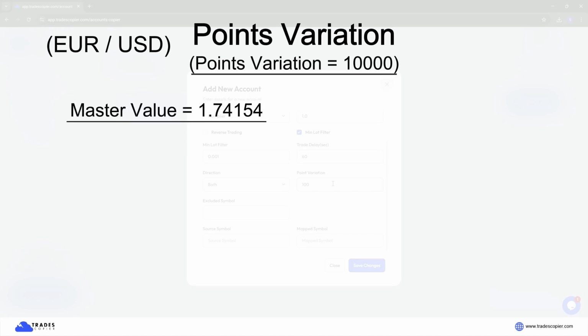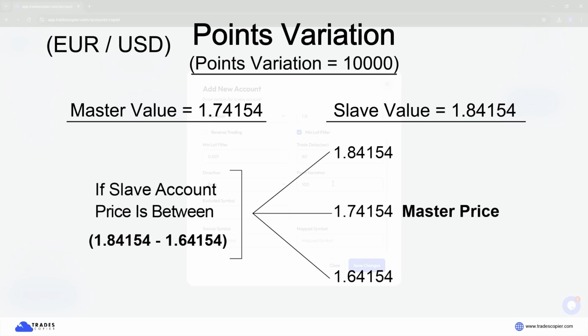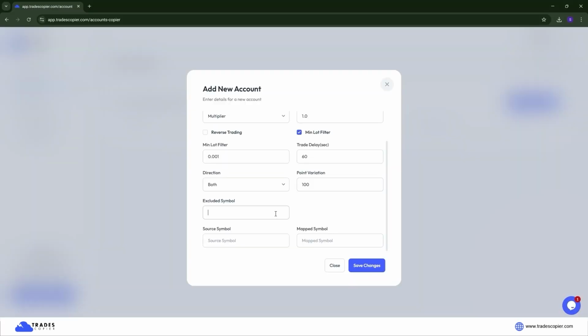Master account has a value of 1.74154, and slave has a value of 1.84154. You can see there is a price difference between the values in master and slave. In that case, if the value difference is less than the points variation value, we can copy that trade, otherwise skip that trade. Exclude symbol. Specify any symbols, for example currency pairs that you want to exclude from trading. This field is optional.